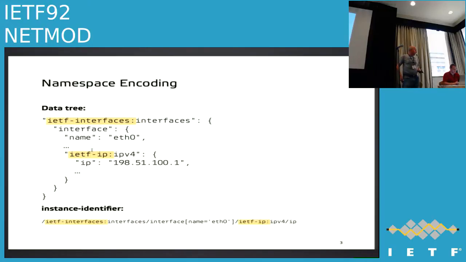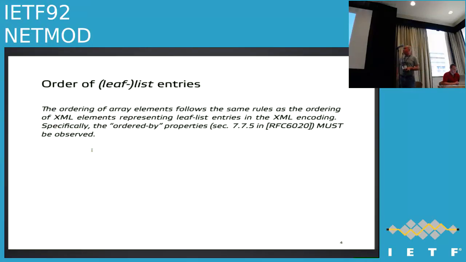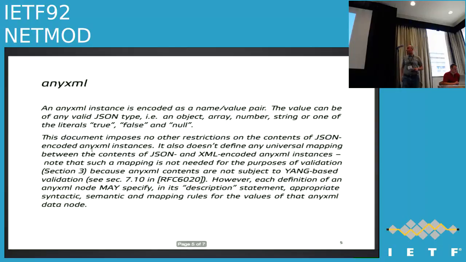Next slide, please. So this is just the text copied from the draft about the order of leaf list entries, so you can read it yourself. Essentially, it just says that ordered-by properties have to be observed. I think that should be sufficient. Next slide, please. And this is now the text about NXML.